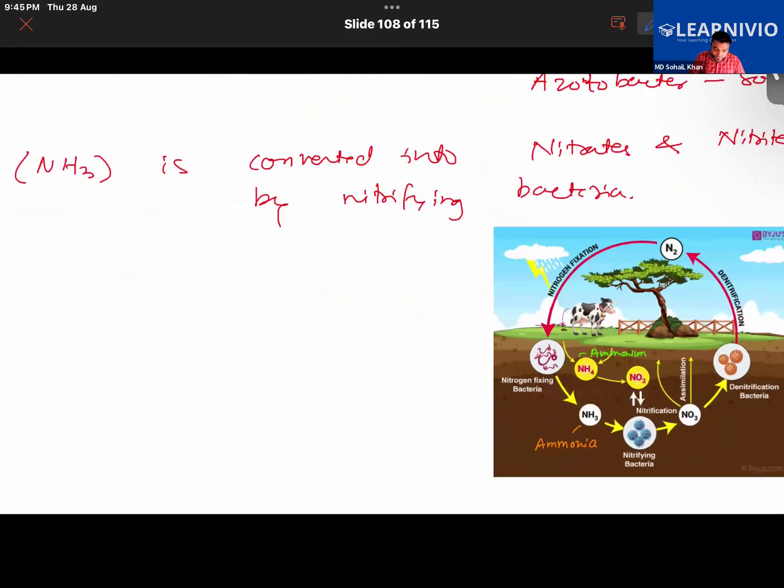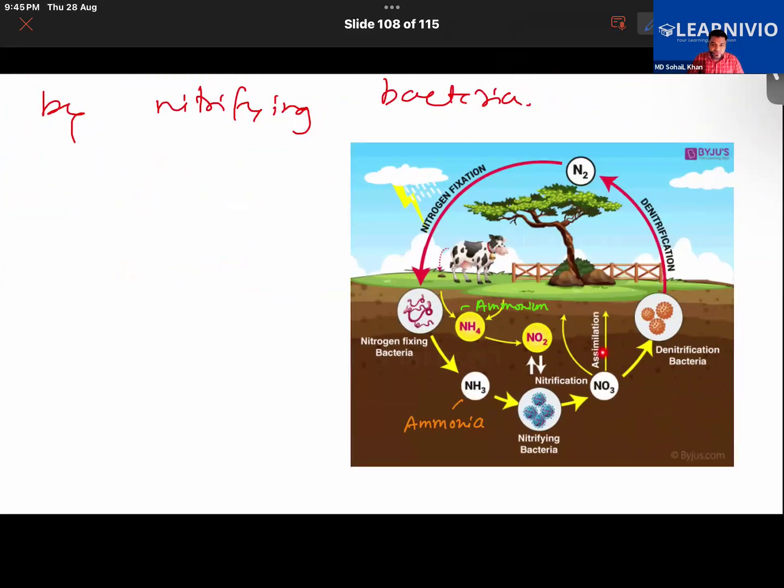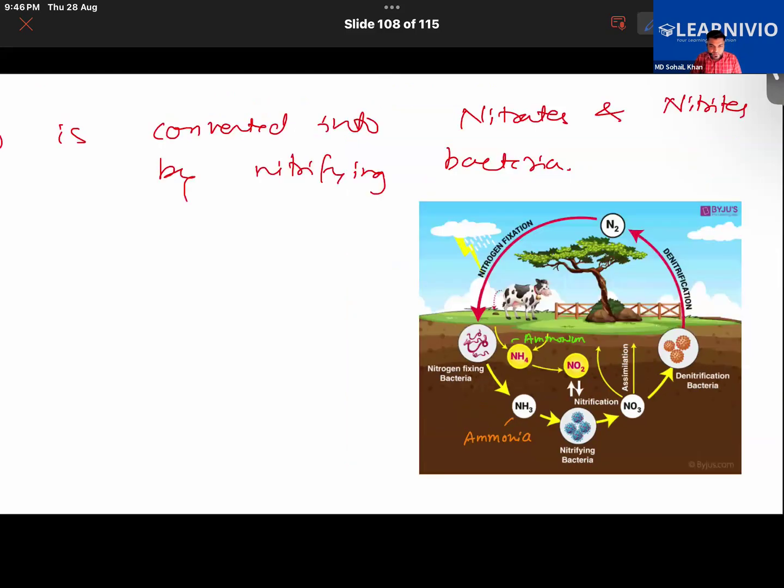Now, in this case, what is assimilation? The plants will be absorbing the nitrates and nitrites from the soil, and then they'll be using it to make protein. Does that thing clear? What is assimilation here? Plants are absorbing nitrates and nitrites, look where I'm pointing, to make protein. And animals, when they eat the plants, will be getting nitrogen from them. That is the thing.